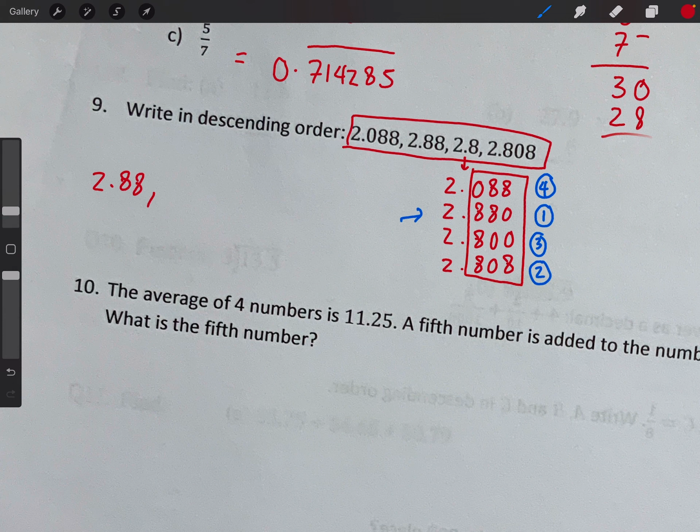The next one is 2.808, and the third one is 2.8, and the fourth one is 2.088. And there's your answer.